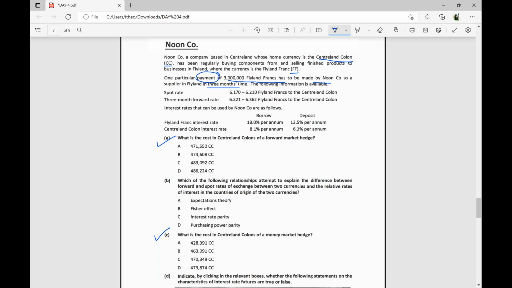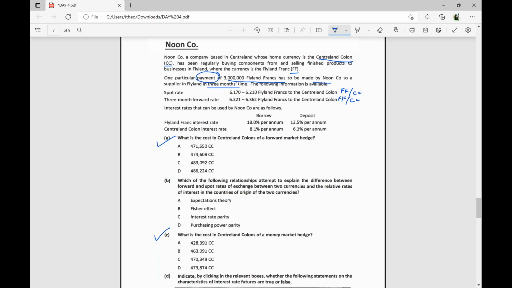The following information is available. Spot rates and 3-month forward rates are given. Now pay attention. Spot rate is 6.170-6.210 FF to the CC, that is, FF over CC. The 3-month forward rate is 6.321-6.362 Flyland franc to the CC. That means FF to CC.